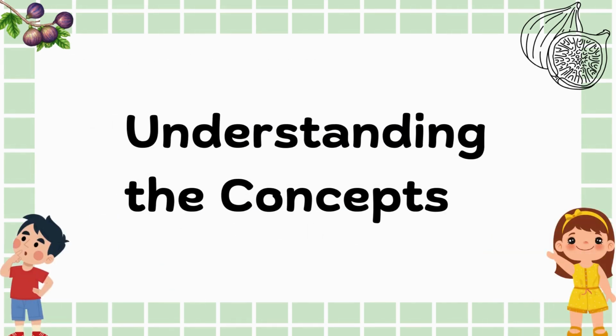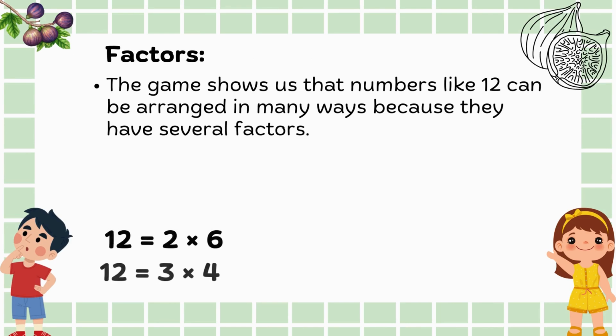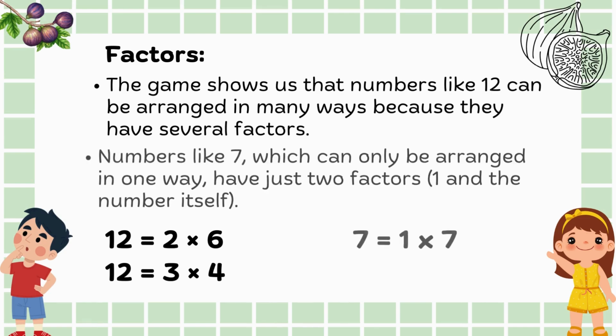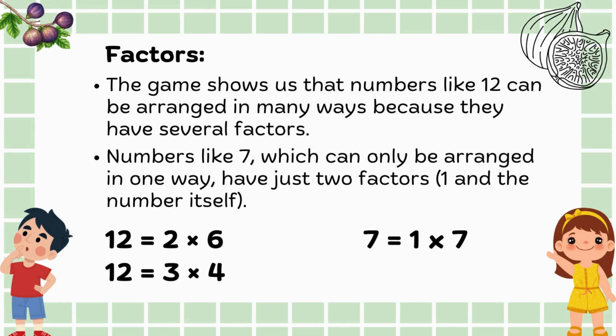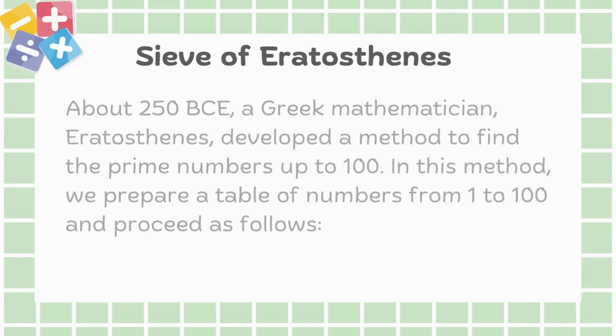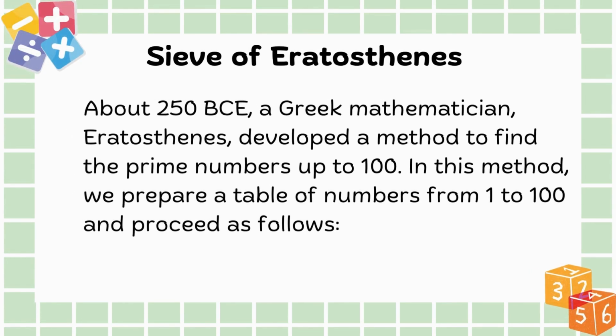Understanding the concepts, we see that numbers like 12 can be arranged in many ways because they have several factors. In contrast, numbers like 7 can only be arranged in one way, meaning they have just two factors, 1 and 7. About 250 BCE, a Greek mathematician, Eratosthenes, developed a method to find the prime numbers up to 100.